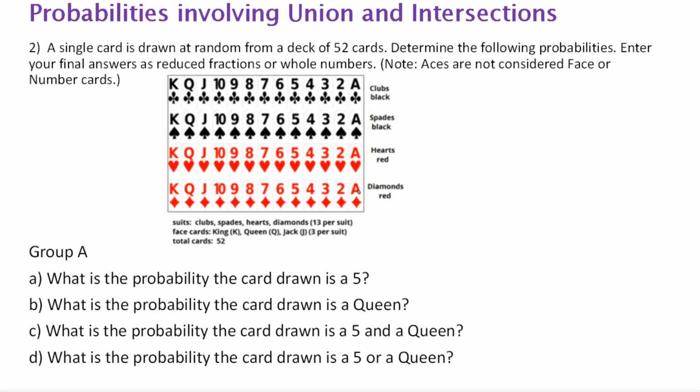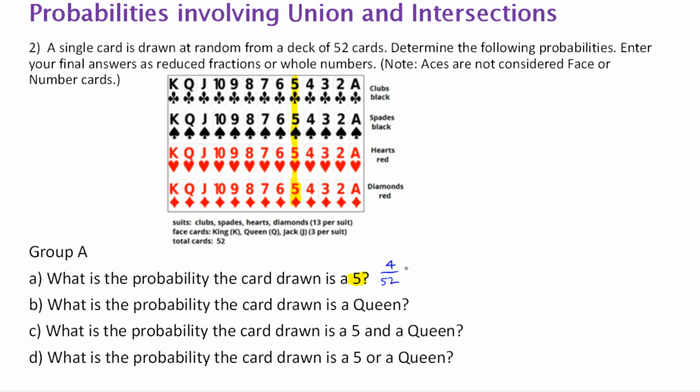Okay, so there are 3 groups of questions. Let's look at the first group, Group A. First we're asked, what is the probability that a card drawn is a 5? I'm going to highlight the 5s. And notice there are 4 5s. There's 1 5 for every suit. So there's 4 out of 52 5s.